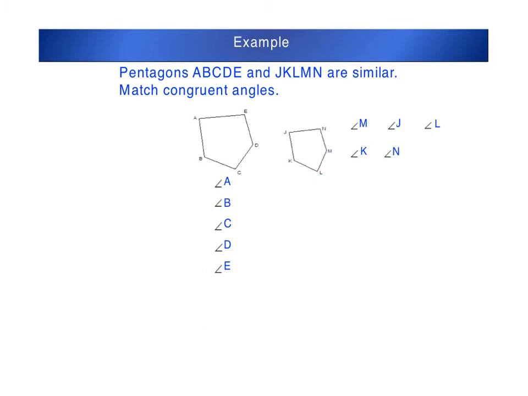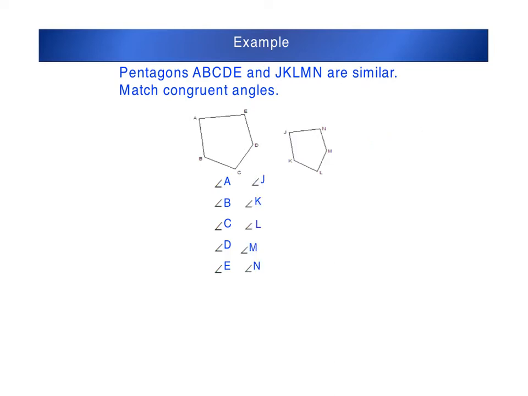Here are two polygons. I'm telling you that they are similar. ABCDE and JKLMN are similar. I want you to take a minute and match the angles that are congruent from this polygon to this polygon. Pause your video when you're ready for the answer. Press play again.